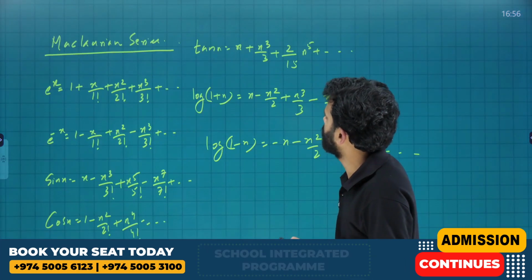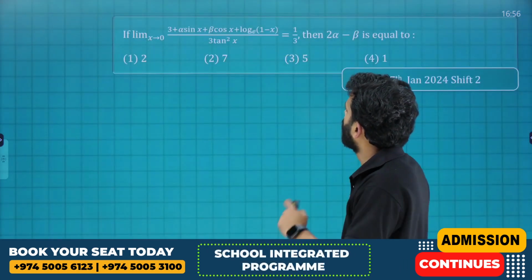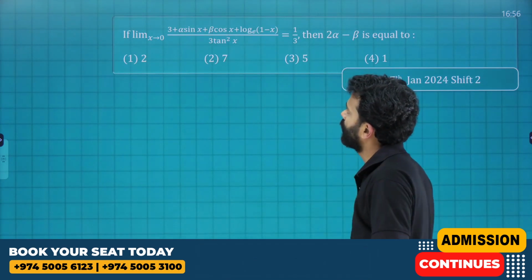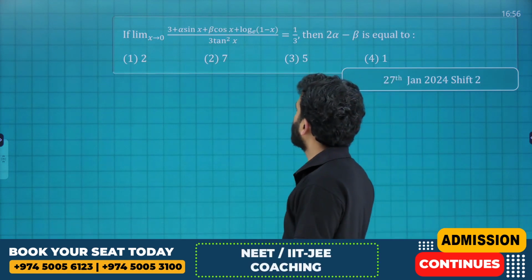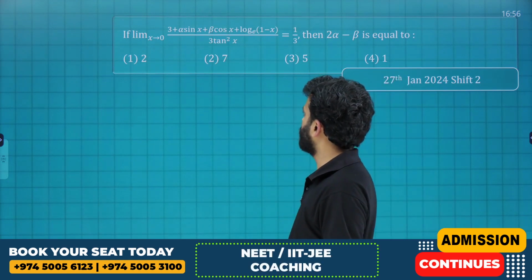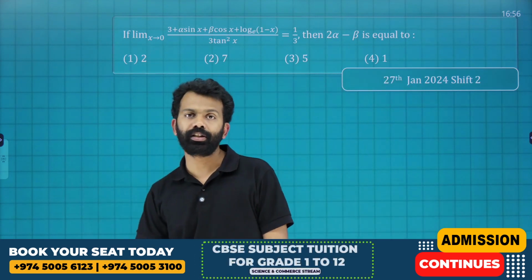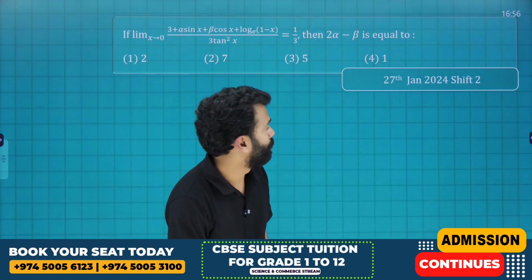Some more questions are there based on the Maclaurin series. Another one: the limit as x tends to 0 of (3 + alpha sin x + beta cos x + log(1 - x)) divided by 3 tan square x is equal to 1 by 3. You need to find alpha and beta, and find the value of the expression 2 alpha minus beta.